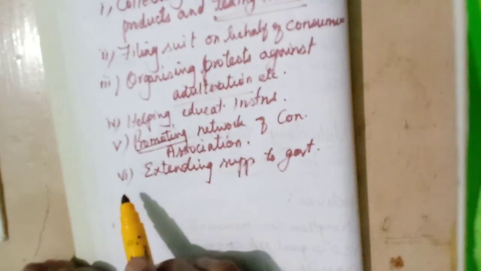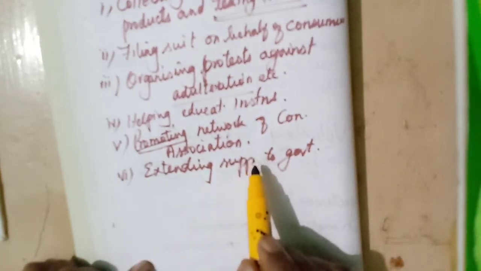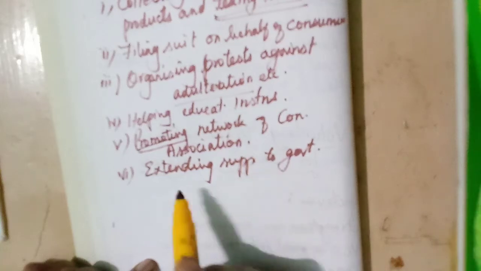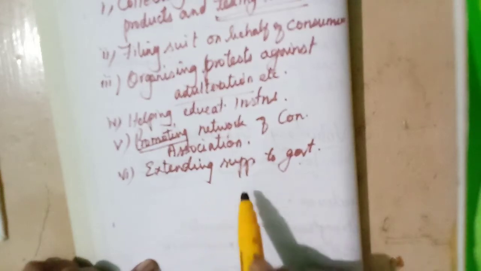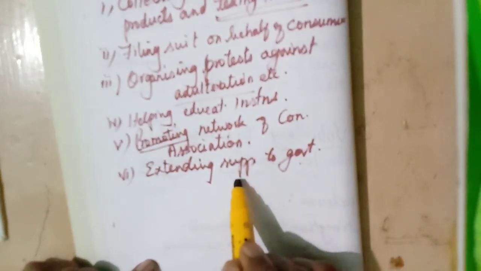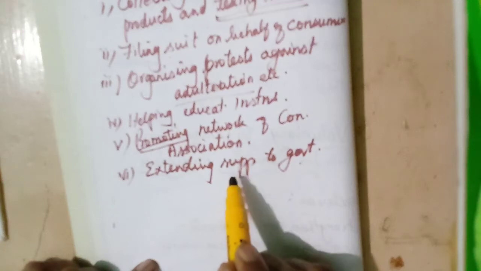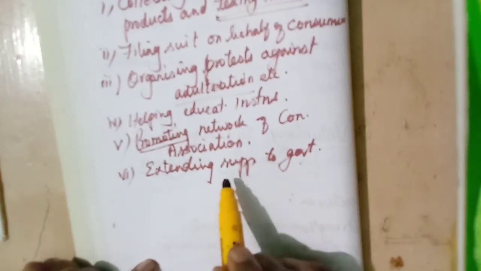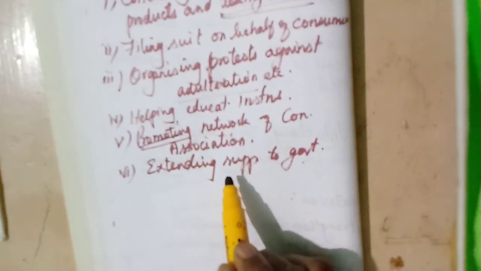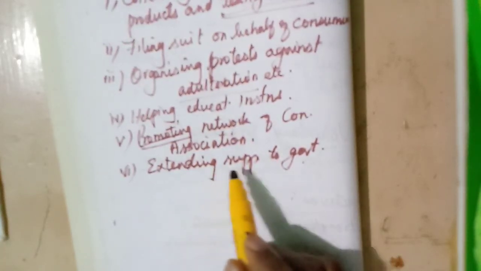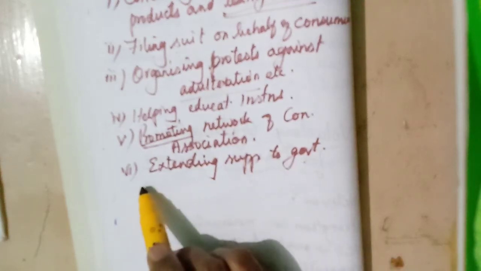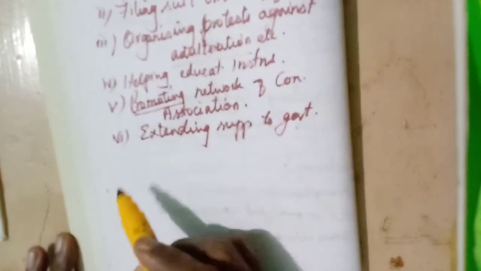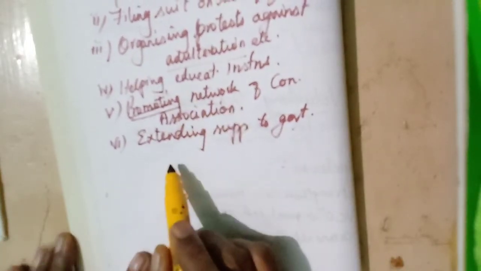So these voluntary organizations inform the government how the people are exploited, how they do the adulteration. Only then the government will come to know and can take immediate action against the supplier or the manufacturer. That is the work of the government, but these organizations help the government to take action. That is the steps the voluntary consumer organizations are doing.